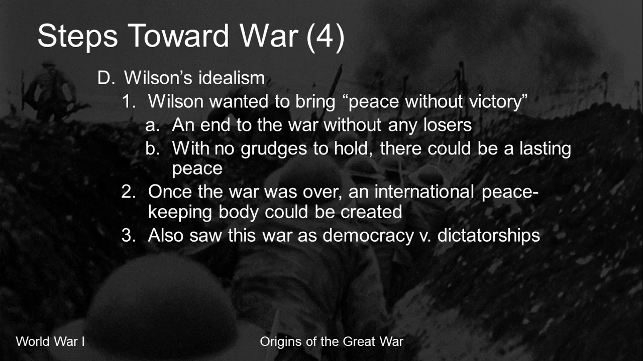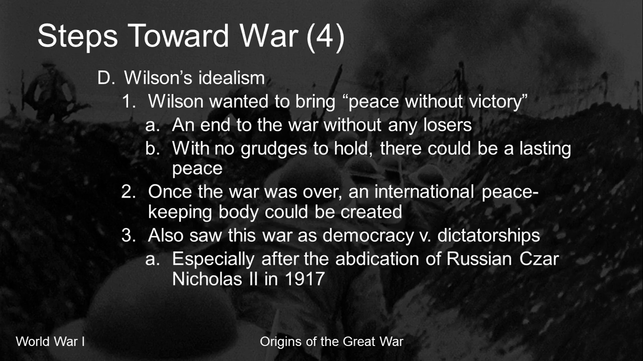Wilson also saw this through idealistic, rose-colored glasses: it's all the democracies versus all the dictatorships. Okay? Britain's a democracy. France is a democracy. The United States is a democracy. Russia was an empire until March of 1917, when the Tsar of Russia, Nicholas II, abdicated. And a democratic government took over in Russia and continued the war. And so now it really was all the democracies versus all the dictatorships. Oh, how wonderful this would be.